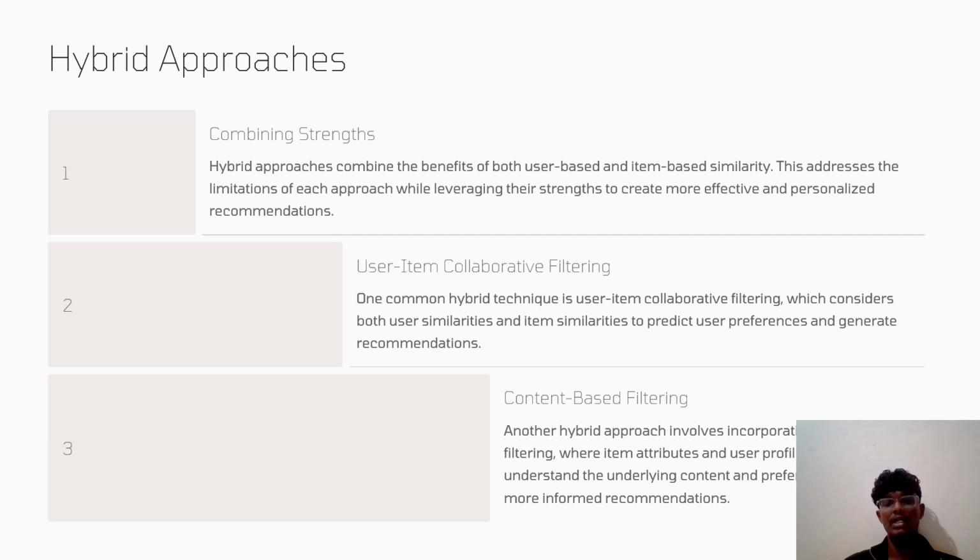User-item collaborative filtering. One common hybrid technique is user-item collaborative filtering, which considers both user similarities and item similarities to predict user preferences and generate recommendations. Next one is content-based filtering. Another hybrid approach involves incorporating content-based filtering, where item attributes and user profiles help understand the underlying content and provide more informed recommendations.